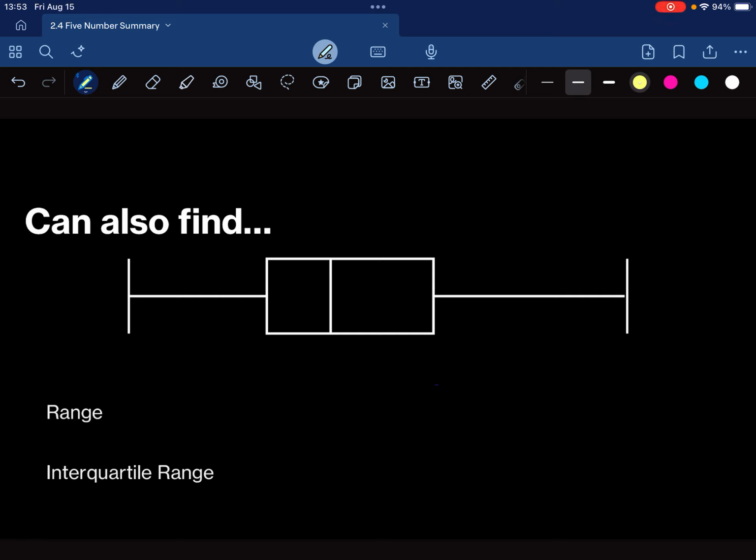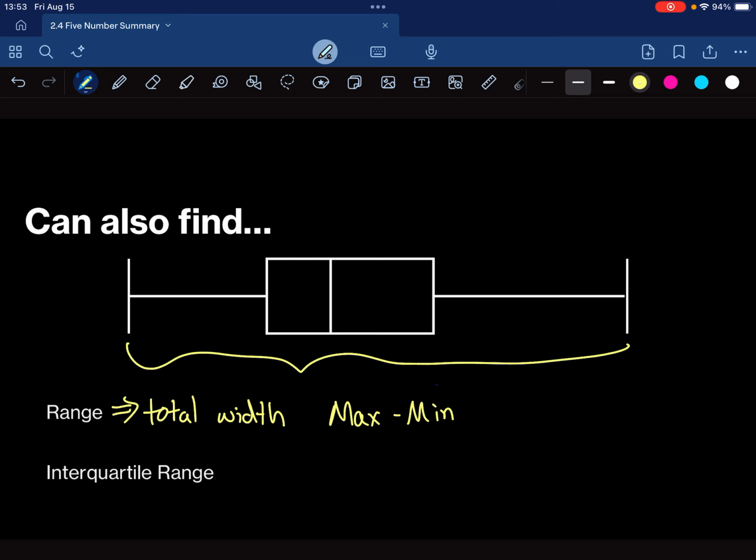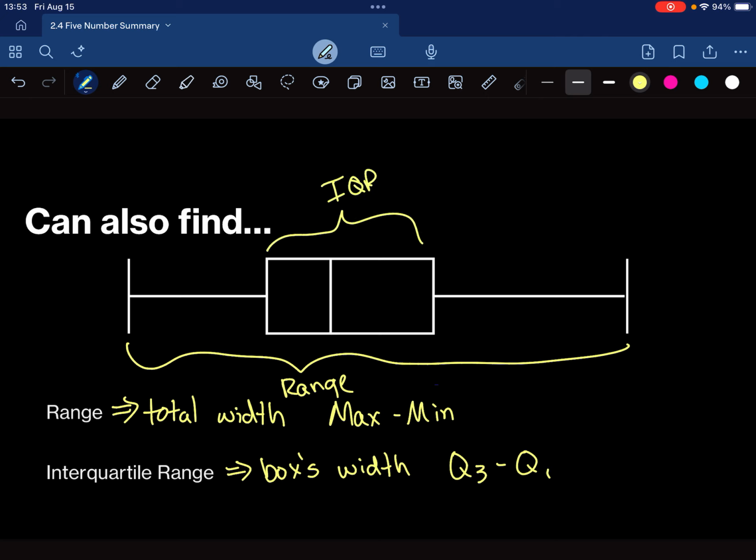The other 2 things we can find are the range, which gives us the total width of the data. We do that by taking the maximum minus the minimum. So it's going to tell us how long this whole plot is. So that's going to be our range. And then the interquartile range is going to just tell us the box's width. We find that by taking the third quartile minus the first quartile, and it's going to tell us just that part of the picture, how wide that is. So that's going to be the IQR, which is the interquartile range.